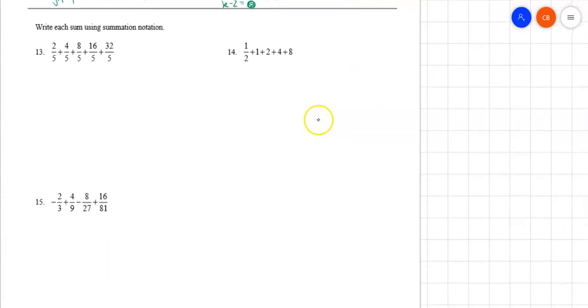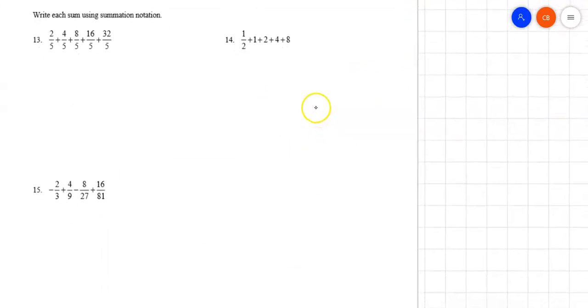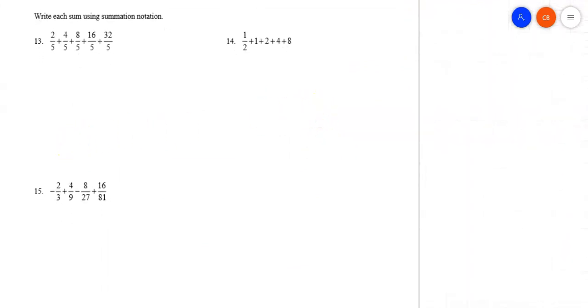But we're going to see here the last kind of an exercise that we're going to do for Chapter 8, which is where we are going to practice writing a sum using the summation notation.